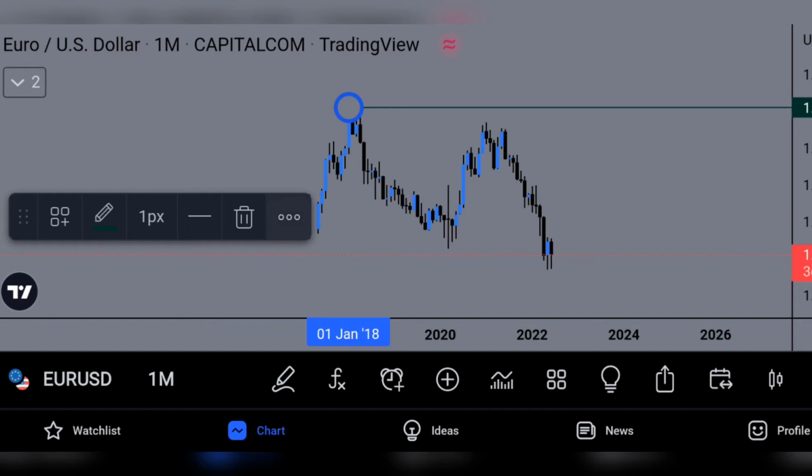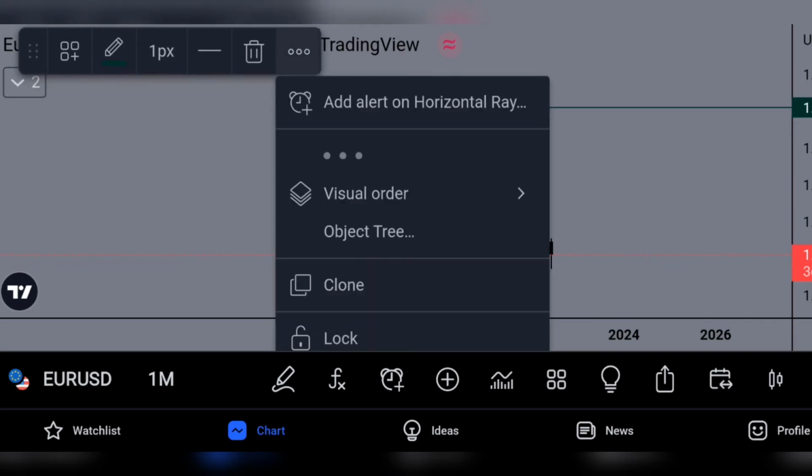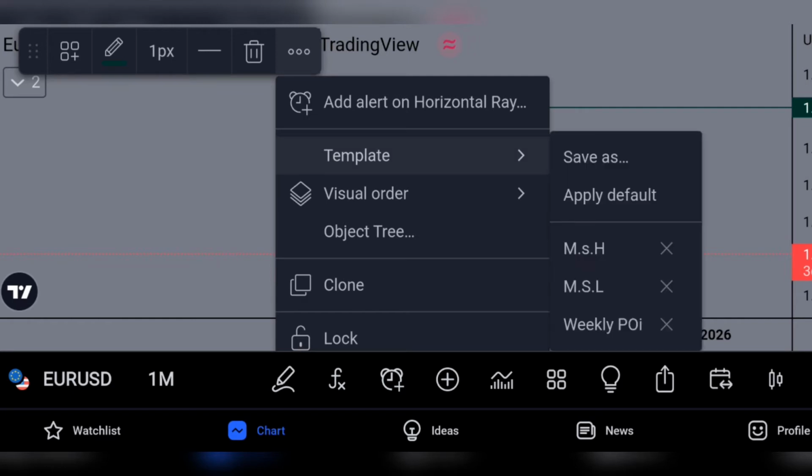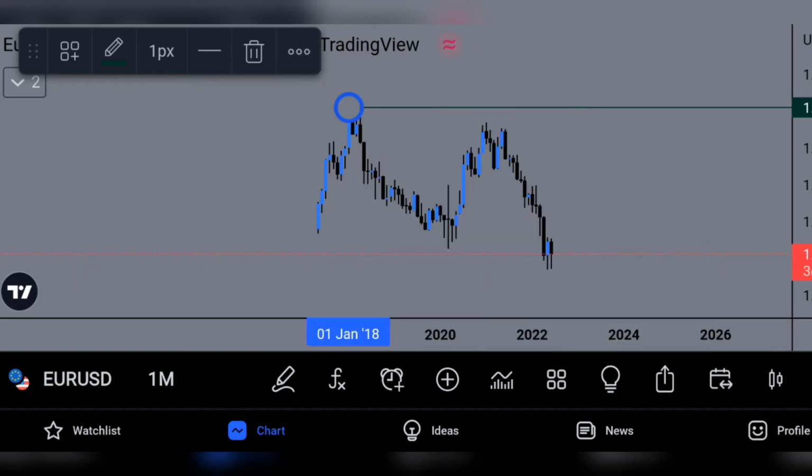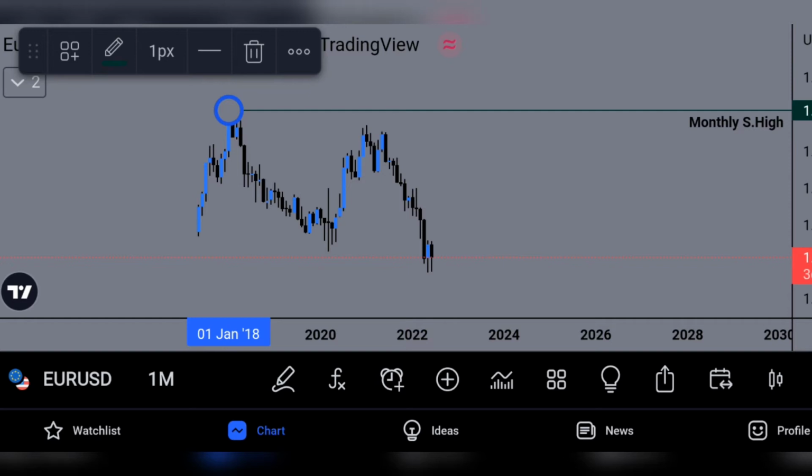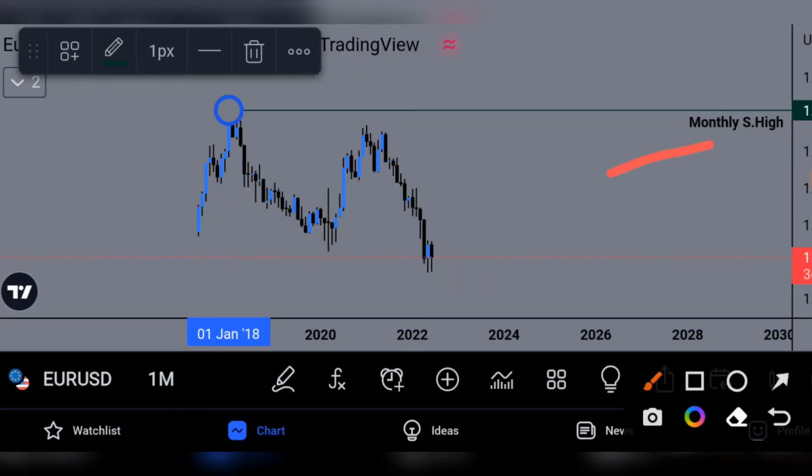It's advisable also. For me, I'll save them as a template. If you haven't saved this as a template, it's not hard, you just have to learn that. Okay, so if you click on the settings, you click on template. So monthly structural high, right? Monthly structural high. Because I've saved it as a template, it's not going to be much of a deal for me to type and write. Well, if you're starting, you have to set all these things and keep them so that it'll be easy for you to do your analysis.